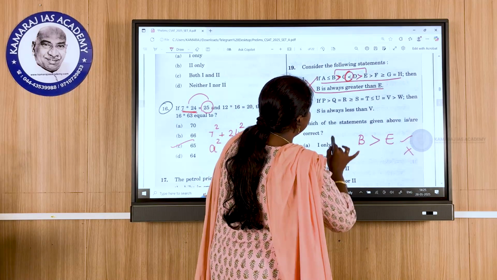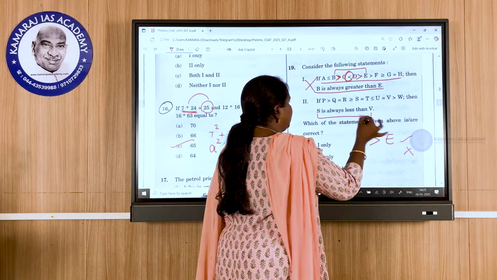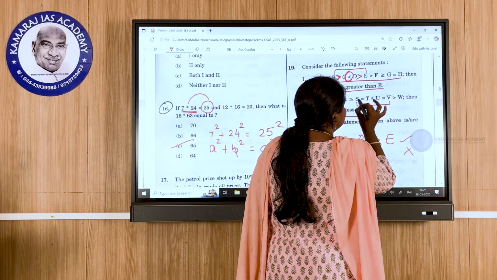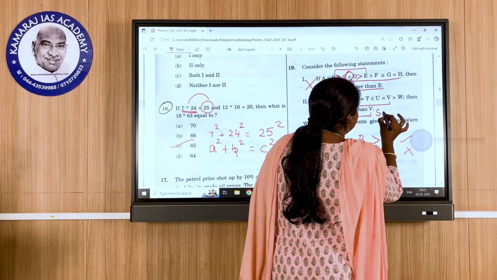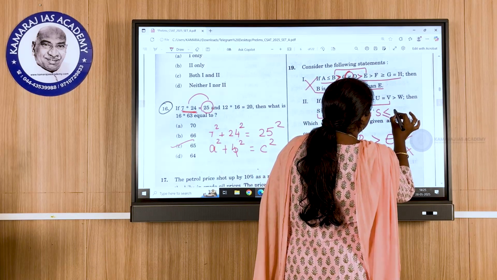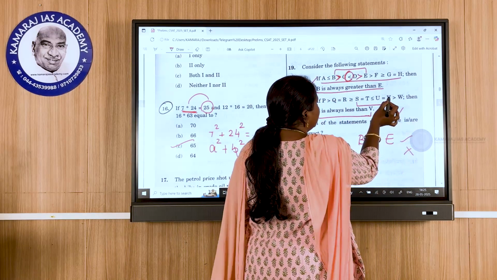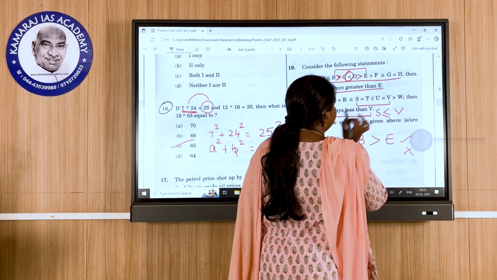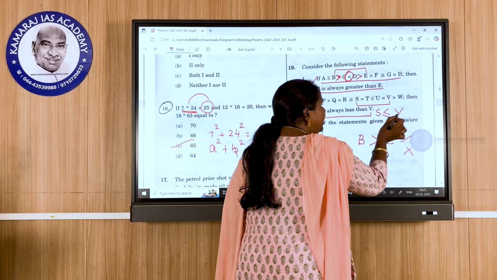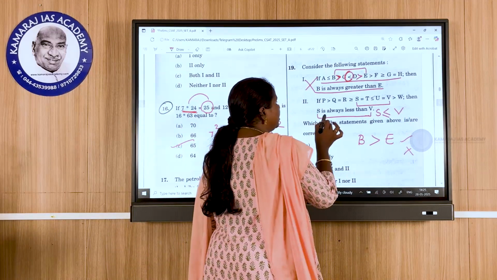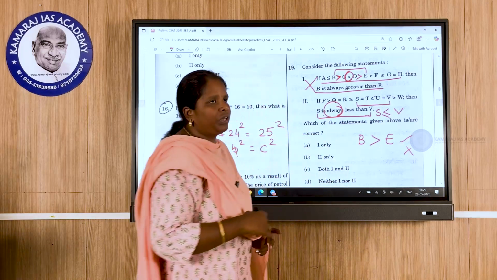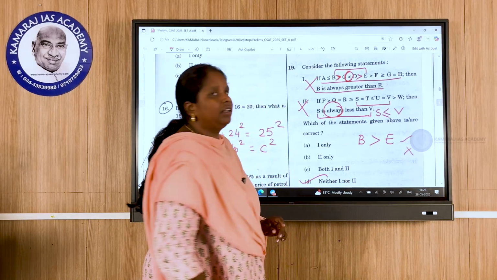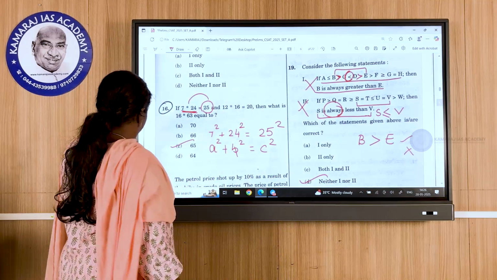Next, see here the relation between S and V, right? So when you have this equal symbol, you can rewrite the relation as S less than or equal to V, because U is equal to V. So you can replace the symbol here, and S is equal to T, so you can replace the symbol here. So S is less than or equal to V, right? But your given conclusion is S is always less than V. So this statement is also wrong. So your answer is D, neither 1 nor 2. Next.